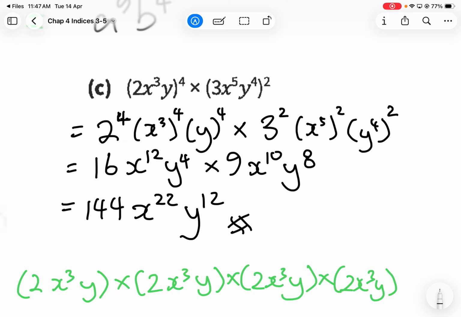Okay? Those who were asking about this question, different method. Where got different method one? Expert.